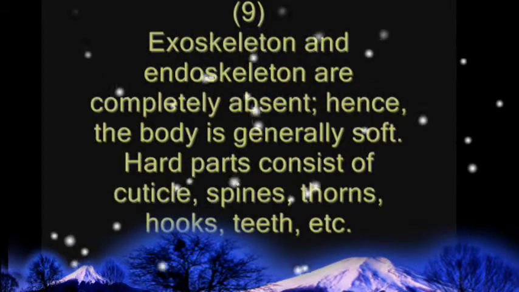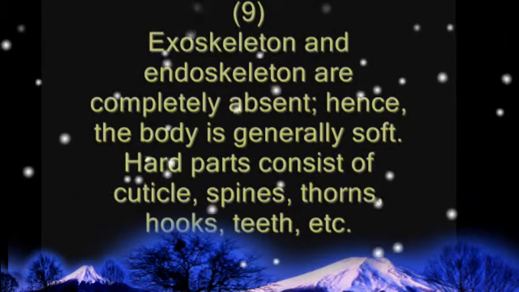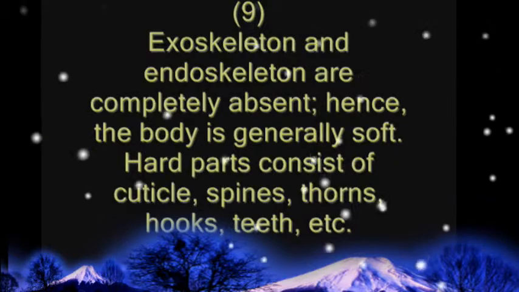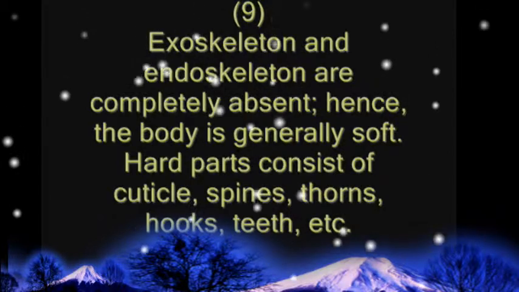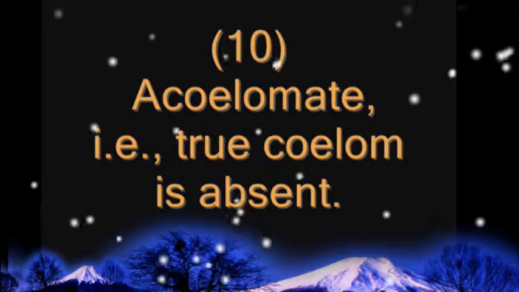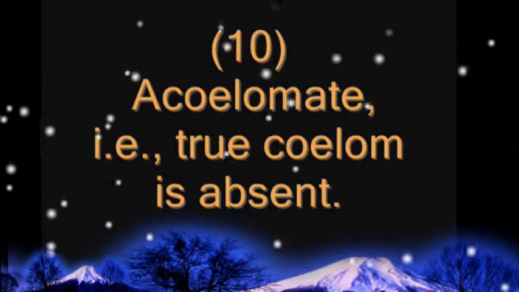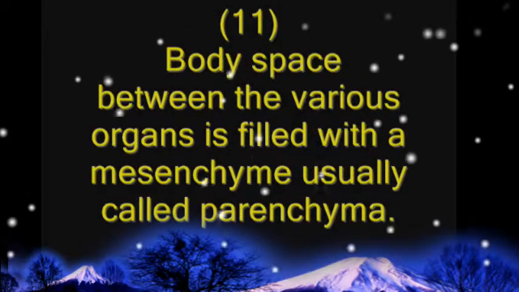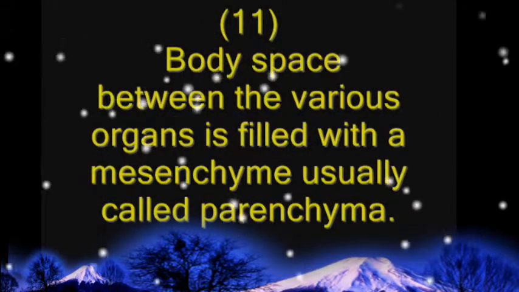Nine. Exoskeleton and endoskeleton are completely absent, hence the body is generally soft. Hard parts consist of cuticle, spines, thorns, hooks, teeth, etc. Ten. Cilia, that is, true cilium, is absent. Eleven. Body space between the various organs is filled with the mesenchyme, usually called parenchyma.